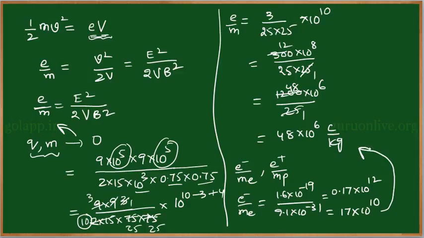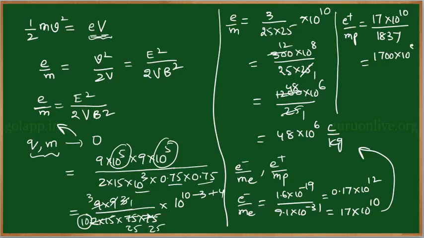If we compare these two terms, the e by m ratio of electron is far more than the given particle's e by m ratio. So that means the particles are not electrons. We will check with the protons also. So proton has mass like 1837 times more than electron. So I can divide this value with 1837: 17 into 10 to the power of 10 divided by 1837. I'm taking 1700 into 10 to the power of 8 divided by 1837.